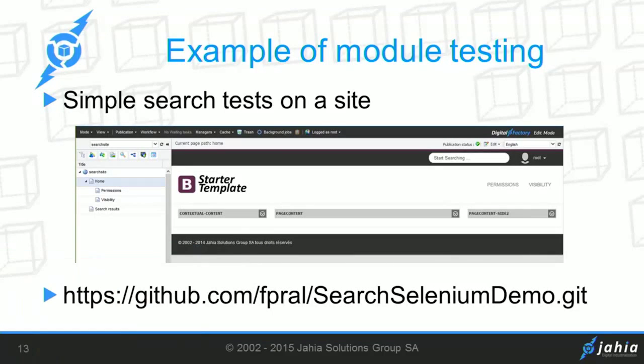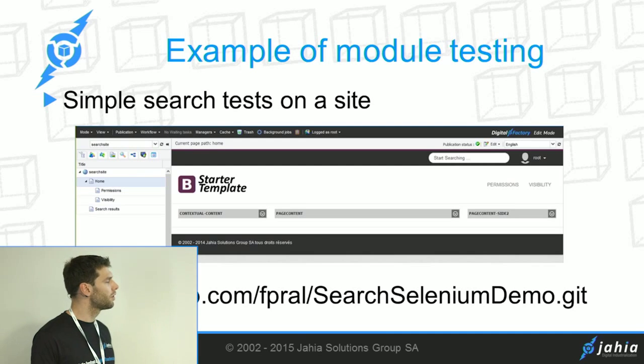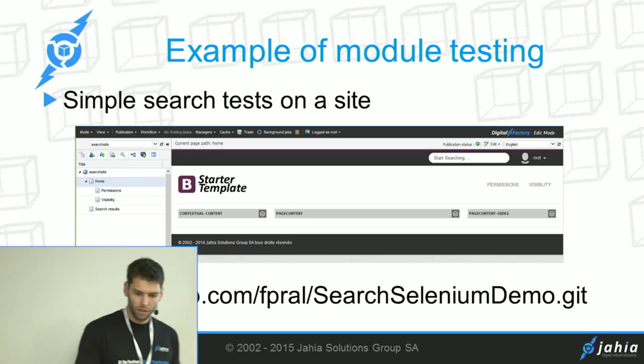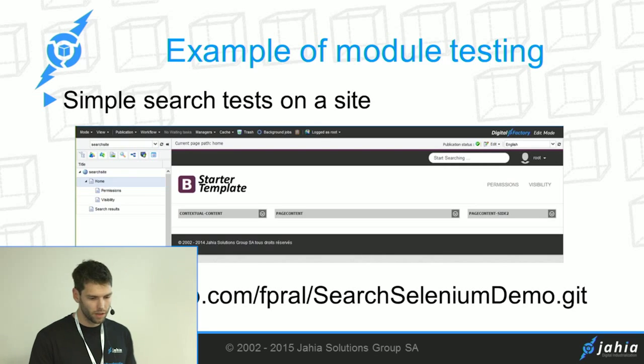So here's an example. You will be able to find the code sources and the site exports on my repository. The idea here is just to verify that when we perform a search, just the content which should appear in the result appears. If a user doesn't have permission on the content, it shouldn't appear in the search result, as well as if the content has a visibility condition and is not currently displayed live, it shouldn't appear in the search result. So for that, I've created a simple test site.